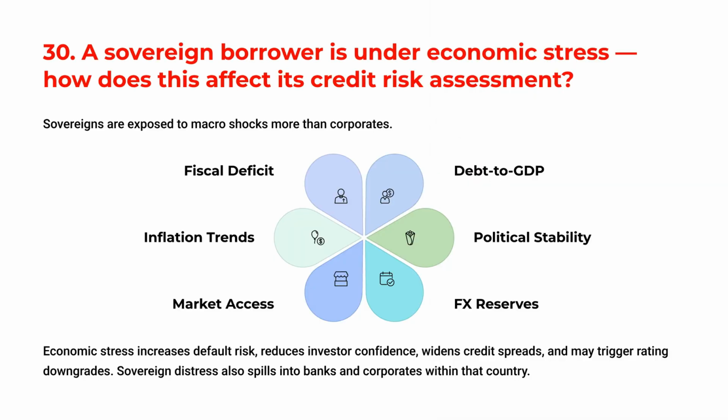A sovereign borrower is under economic stress. How does this affect its credit risk assessment? Sovereigns are exposed to macro shocks more than corporates. You analyze fiscal deficit, debt to GDP, political stability, foreign exchange reserves, access to markets, inflation trends, sovereign spreads. Economic stress increases default risk, reduces investor confidence, widens credit spreads, and may trigger rating downgrades. Sovereign distress also spills into banks and corporates within that country.